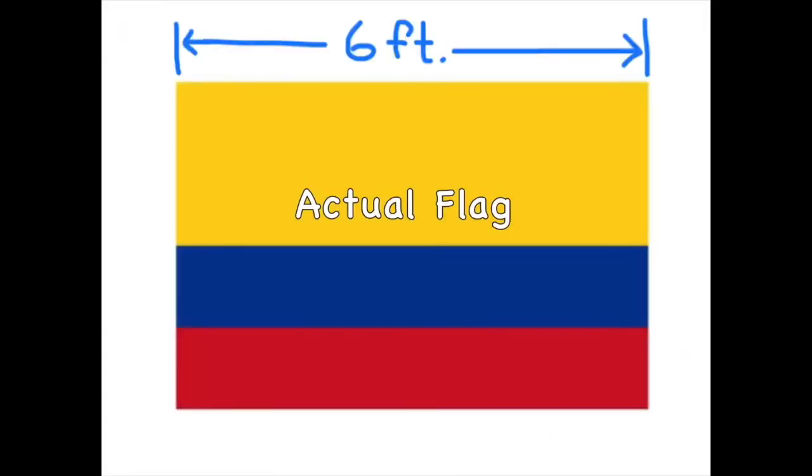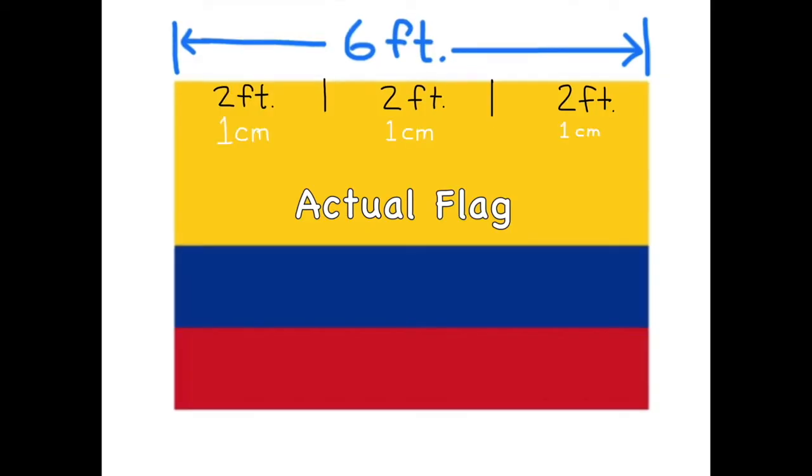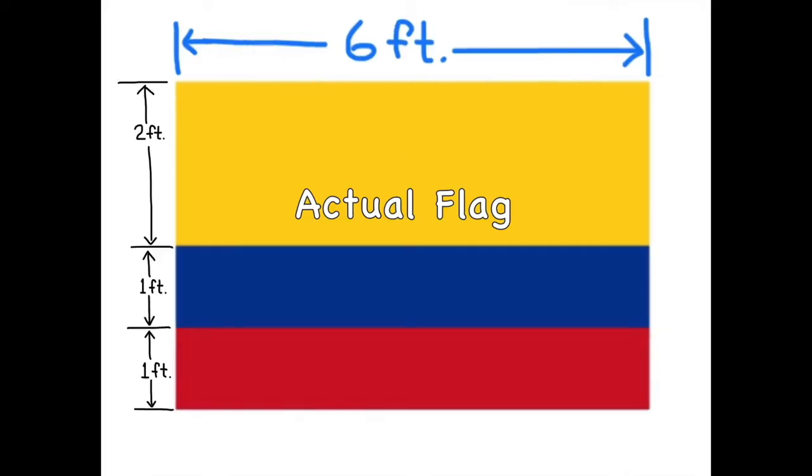This image represents the actual Colombian flag that's 6 feet wide. I've divided this up into 3 separate sections, each 2 feet long. For every 2 feet of the actual flag, 1 centimeter would be represented on the scale drawing. The height of the actual flag is 4 feet tall. Here it's been separated into 2 feet, 1 foot, and 1 foot. So for every 2 feet, 1 centimeter is represented on the scale drawing.